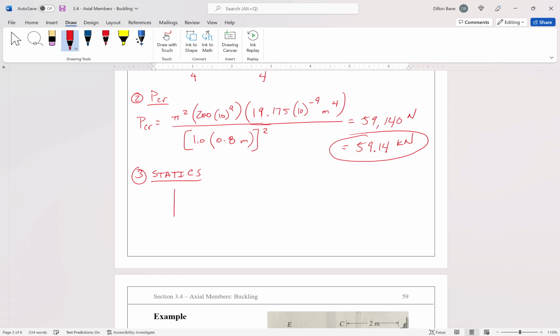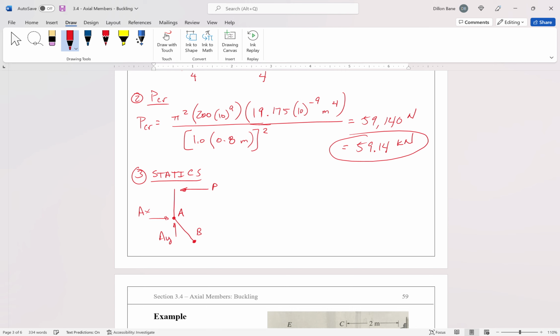We're going to have this member where force P gets applied. This will be point A. This will be point B. Point A is a pin, right? So we'll have AX and AY that occur at that point.